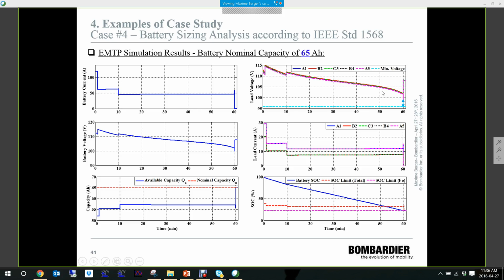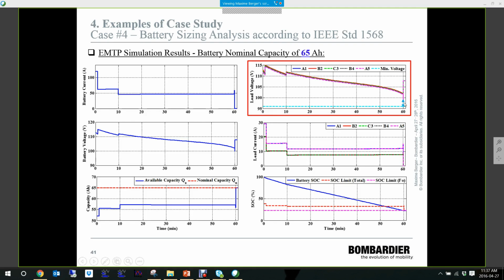So what we are looking at, we are trying to make sure that the load voltage will meet the IEEE standard, and that the available capacity, which is represented here by the battery state of charge, will meet the IEEE standard requirement. And what we see here is that for the voltage we have enough margin when we compare the load voltage to the minimum voltage that is admissible at the load.